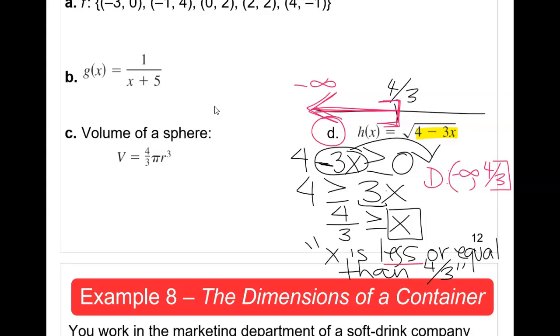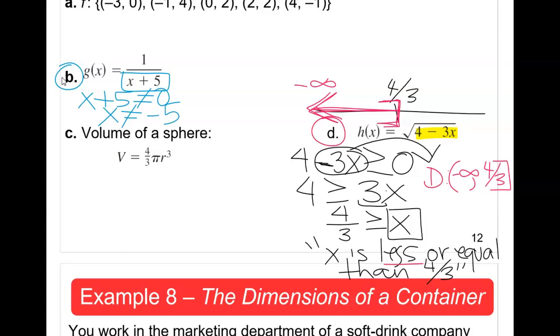Now let's go to part B before we forget how to do those. So for rational functions, we take the denominator and create the inequality that it cannot equal 0 because we don't want to divide by 0. So in this case, we're going to have x cannot equal -5.